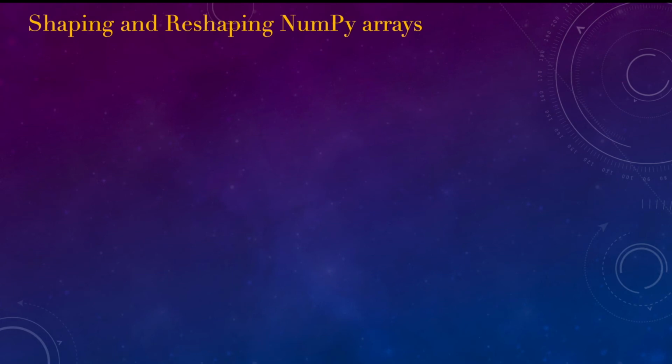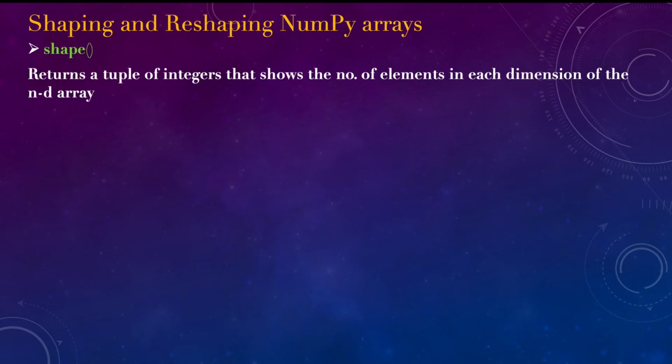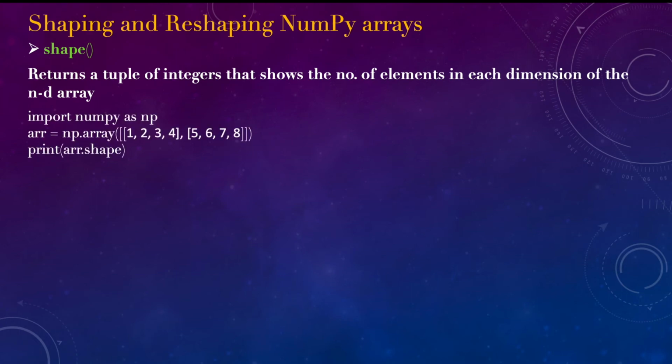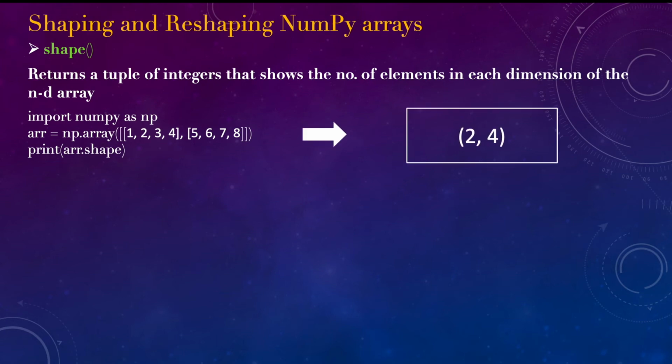Now let's see what is shaping and reshaping of NumPy arrays. The shape function returns a tuple of integers that shows the number of elements in each dimension of the ND array. So here in this example, we have created a two-dimensional array, and when we call the shape function, it returns us two values, that is 2, 4. As here in this example, there are two 1D arrays, and in each 1D array, there are 4 elements.